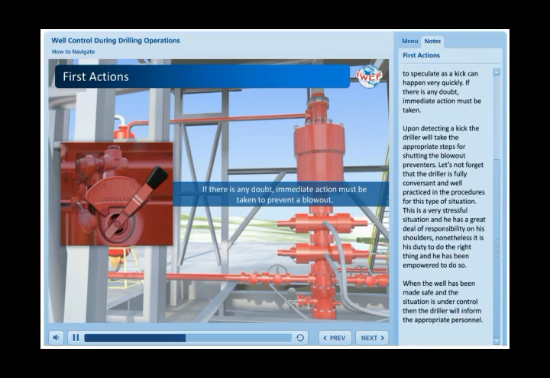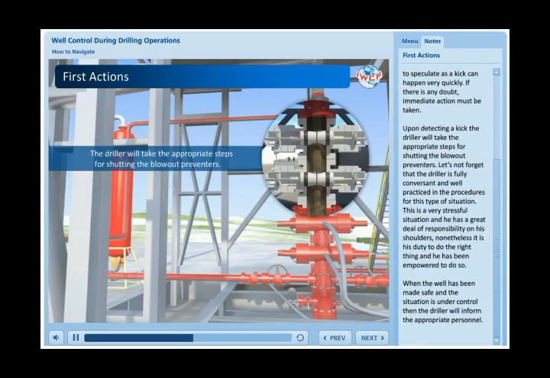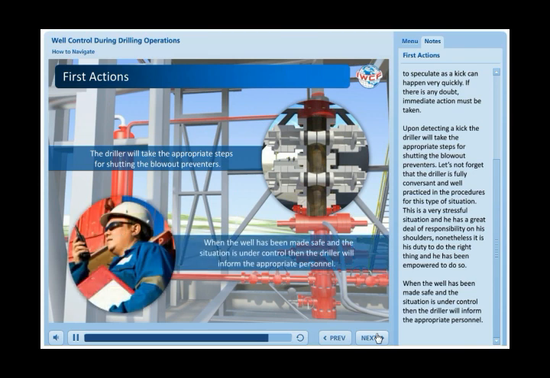Upon detecting a kick, the driller will take the appropriate steps for shutting the blowout preventers. Let's not forget that the driller is fully conversant and well practiced in the procedures for this type of situation. This is a very stressful situation, and he has a great deal of responsibility on his shoulders. Nonetheless, it is his duty to do the right thing, and he has been empowered to do so. When the well has been made safe, and the situation is under control, then the driller will inform the appropriate personnel.